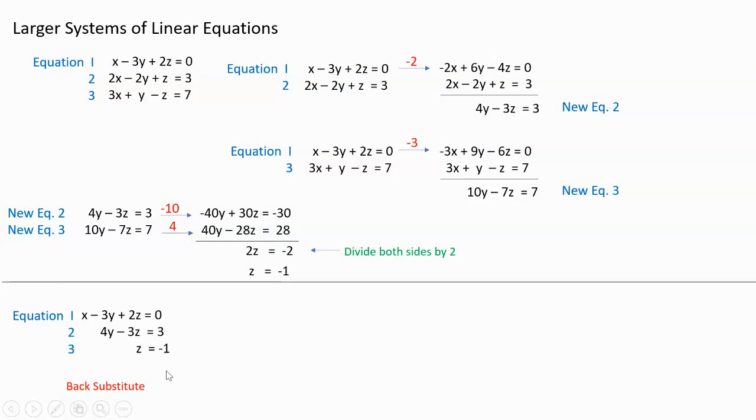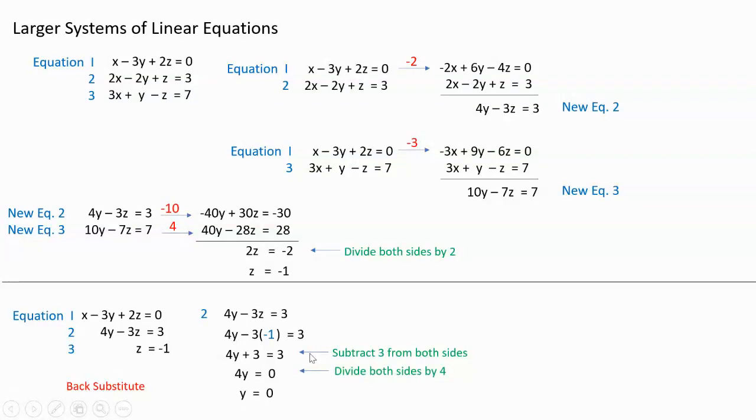Okay, now I back substitute. Since I already know what my z is, which is negative 1, I'm going to go to equation 2 and plug in negative 1 for z. That way I can solve for y. In this case, we get 4y plus 3 equals 3. We subtract 3 from both sides, so we get 4y equals 0. We divide by 4, so y is 0. So I already found the values for y and for z: y is 0, z is negative 1.